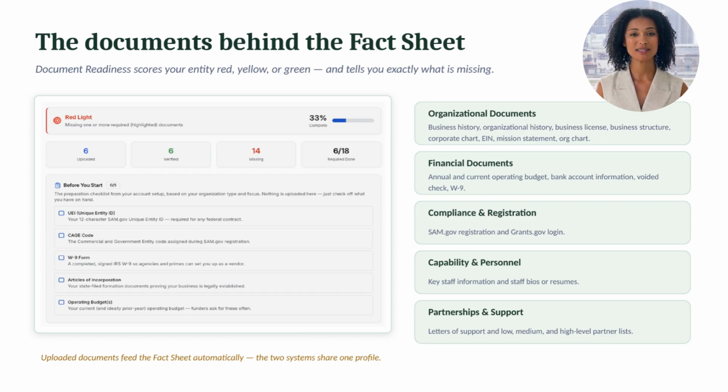Behind all of this sits document readiness, scoring your entity red, yellow, or green across 5 categories: organizational documents, financial documents, compliance and registration, capability and personnel, and partnerships and support. Upload documents here, and they automatically feed your fact sheet. The 2 systems share one profile.